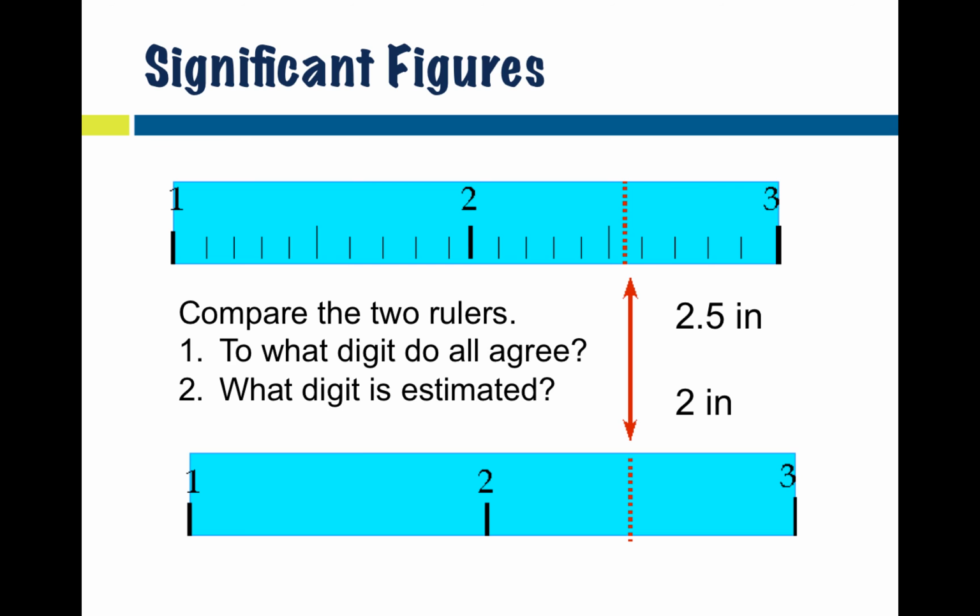For the bottom ruler, some might say that the mark reads 2.5, while someone else might say that it reads 2.4. Again, the last significant digit always includes some degree of estimation. For the top ruler, we're going to say it's 2.55 inches, and for the bottom ruler, we're going to say it's 2.5 inches. The top ruler measures to 3 significant figures, and the bottom ruler measures to 2 significant figures. There is agreement on all of the digits before the last, and there is always some degree of estimation in the final digit.